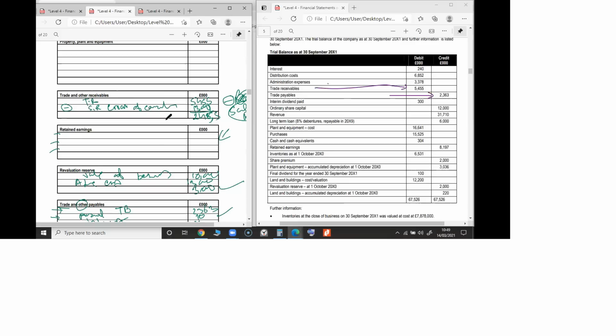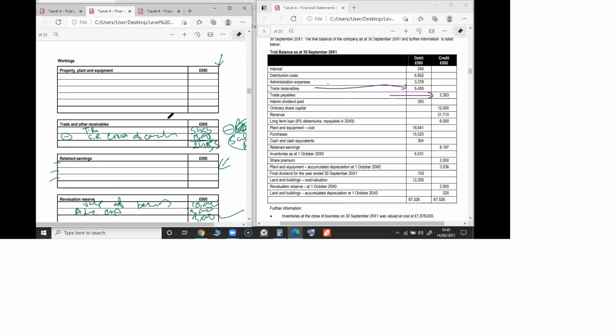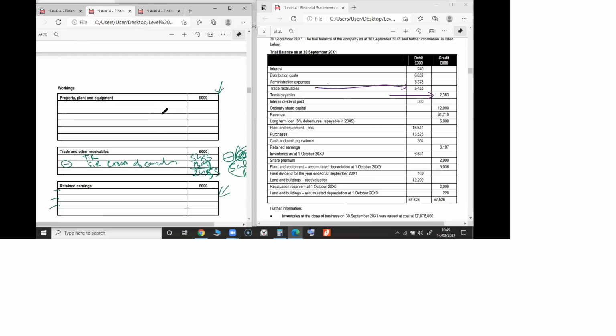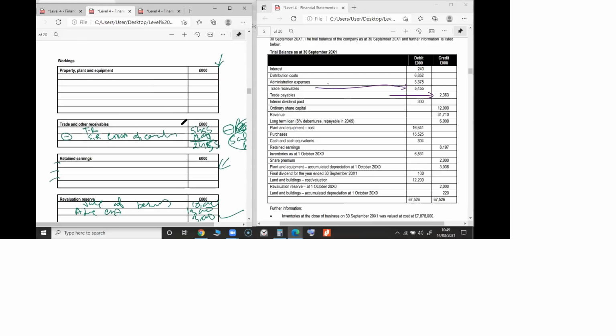Okay. Now we have to do the property, plant and equipment. That is the depreciation, accumulated depreciation, everything you have to do. Let's try to fit everything in. These boxes are not enough, I believe. But what is the cost of it? Cost of your PPE, property, plant and equipment, not just plant and equipment. Property means your land and building as well.